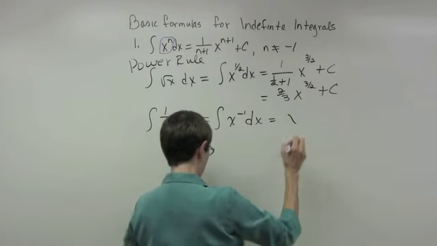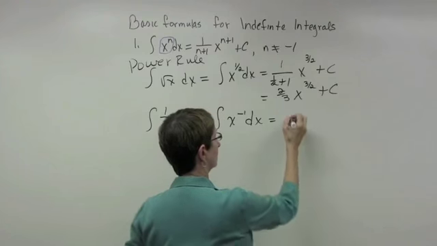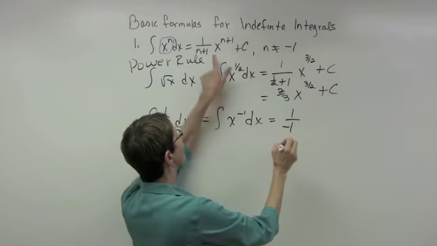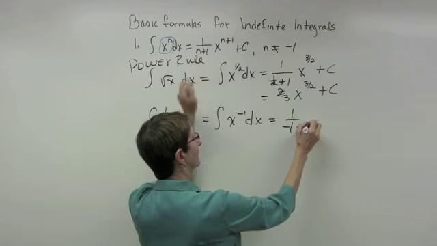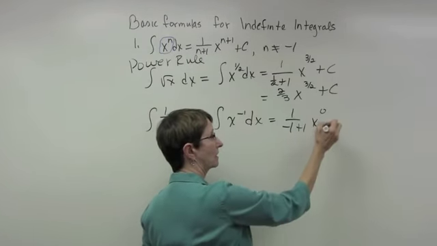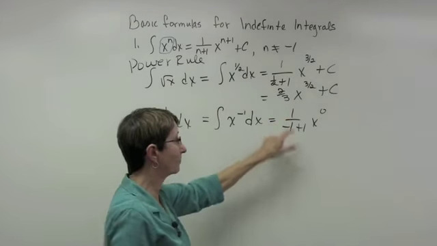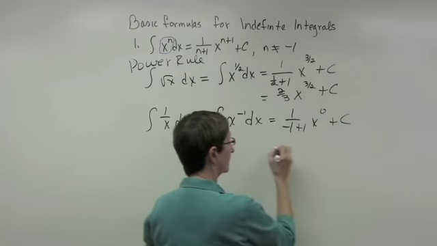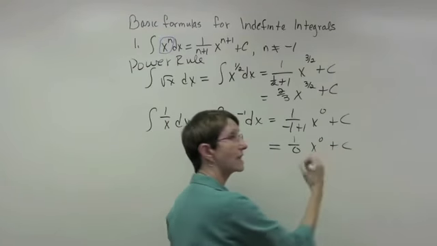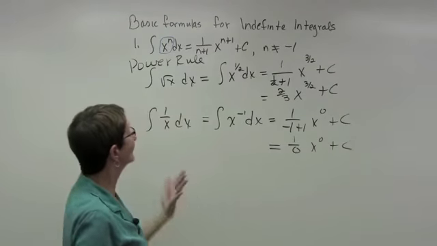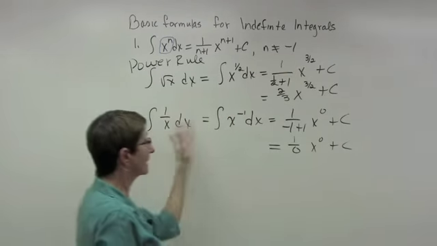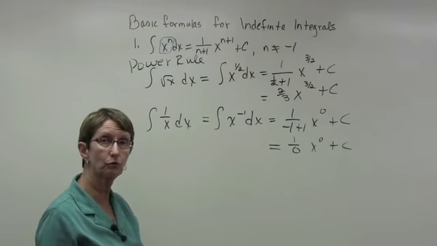So let's go 1 over, add 1, negative 1, that's n, plus 1, times x to the negative 1 plus 1 is 0? I don't think so. We can't have 1 over 0. There is no 1 over 0. So that does not fit the power rule. Well, that's exactly why it says n does not equal negative 1. It doesn't fit. It has its own special rule.